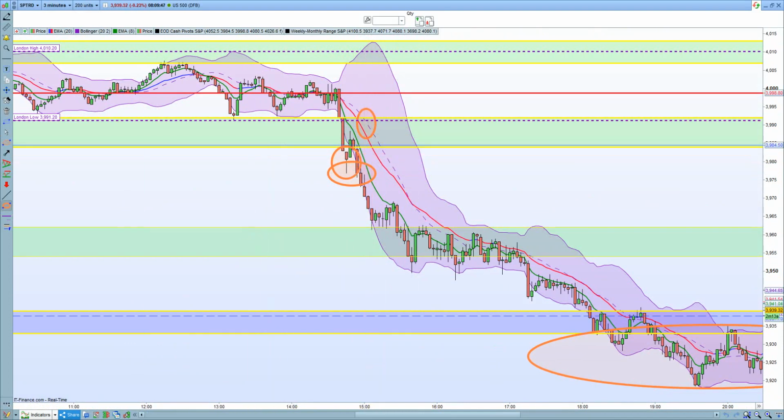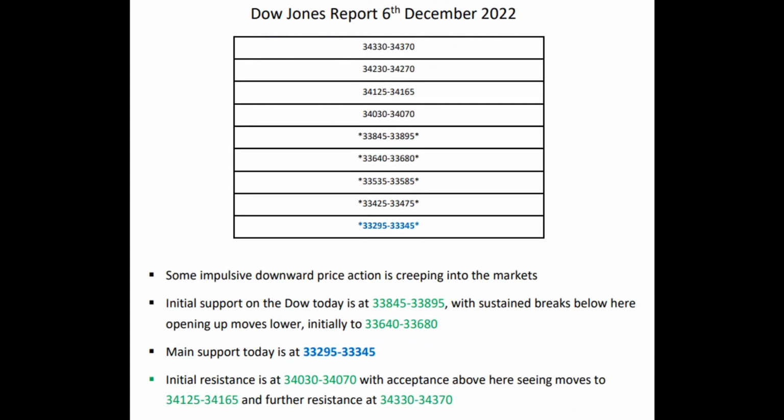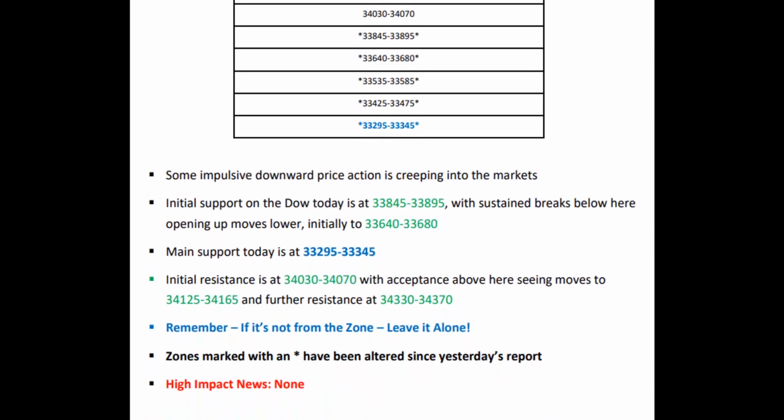So that's the S&P. Now let's go and have a look at the Dow. On the Dow Jones, it's a very similar story. We talked about that downward impulsive price action. We said initial support on the Dow was at 33.845 to 33.895, with sustained breaks below there opening up moves lower initially to 33.640 to 680, with main support at 33.295 to 345. So let's go and have a look at the Dow yesterday.